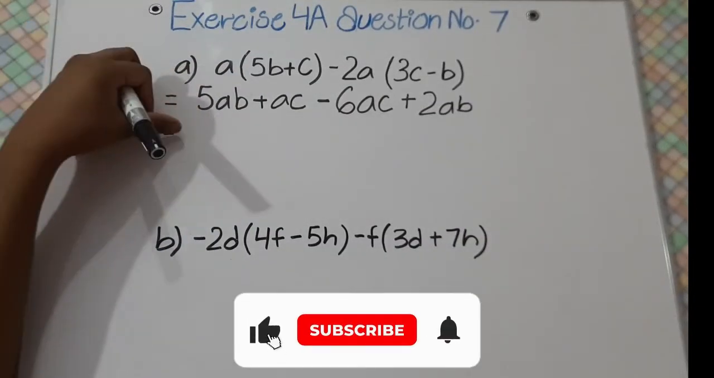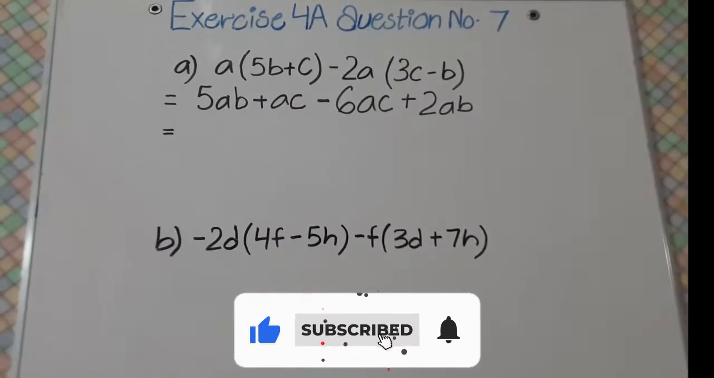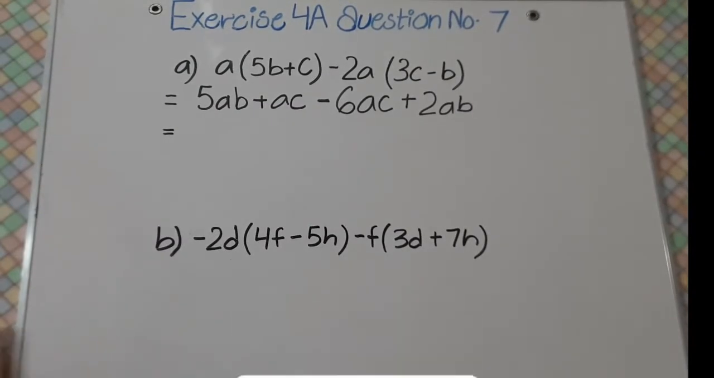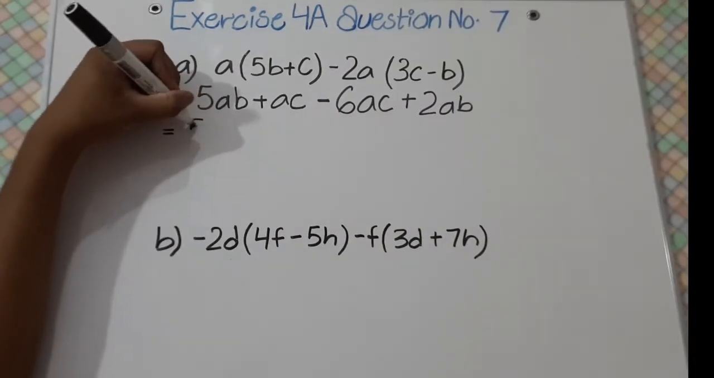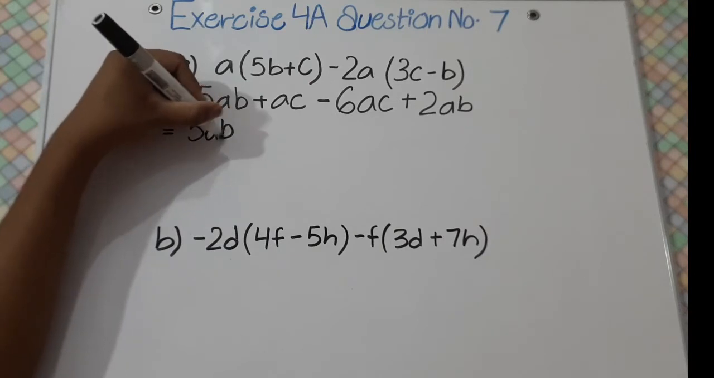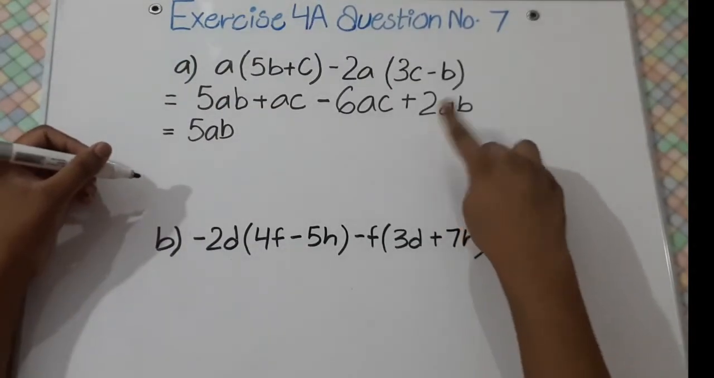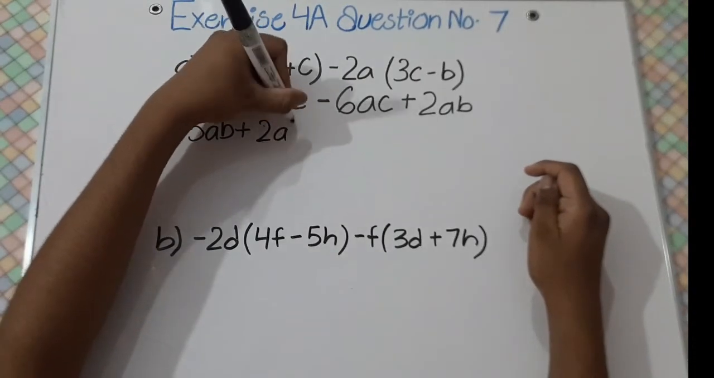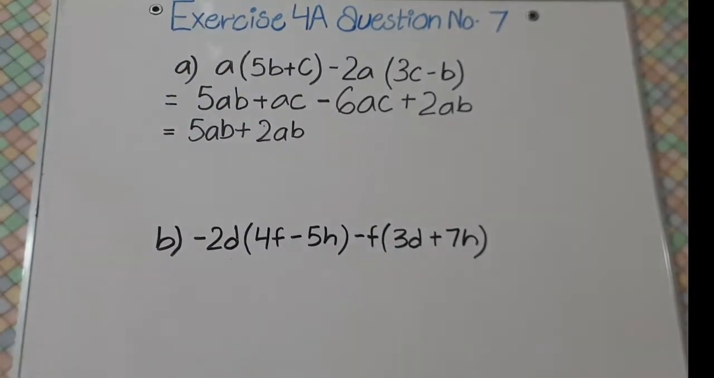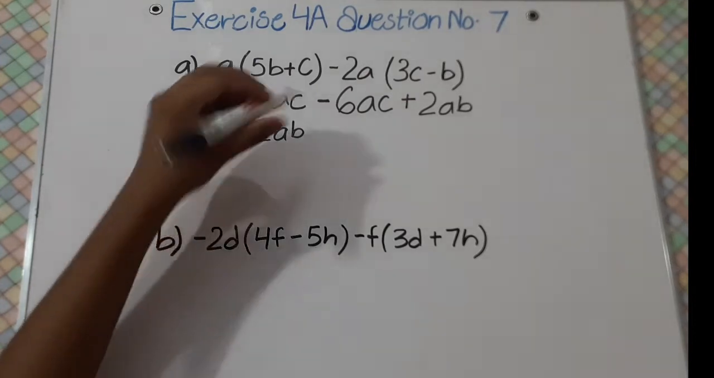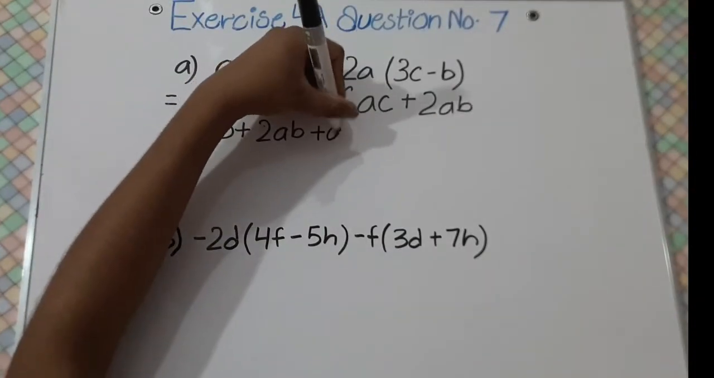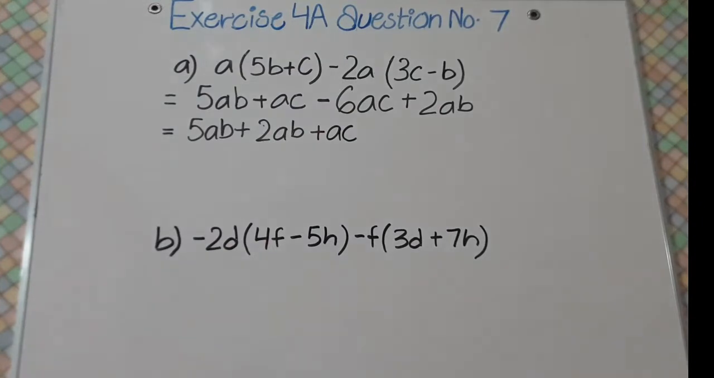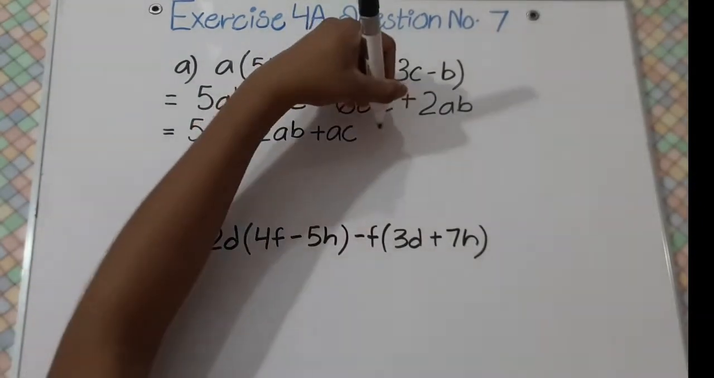Now we have opened the brackets. Now we are going to gather the like terms. So the first like terms are 5AB and plus 2AB. Then we can also write plus AC, which could be considered as 1AC also, and minus 6AC.